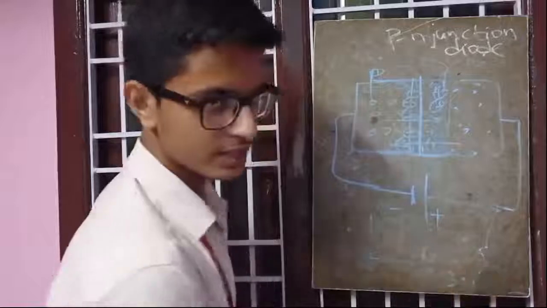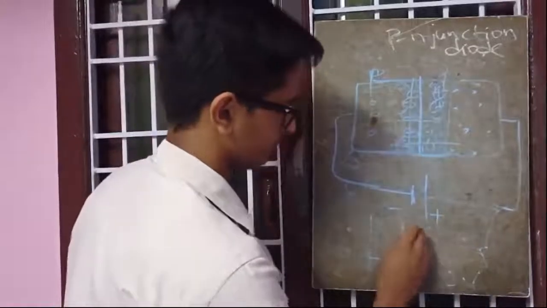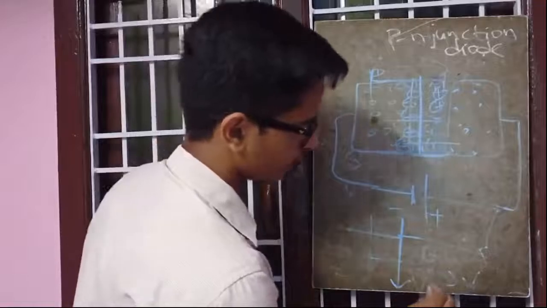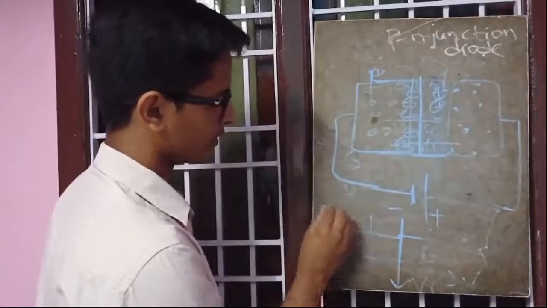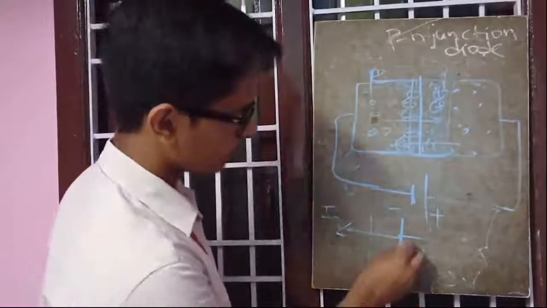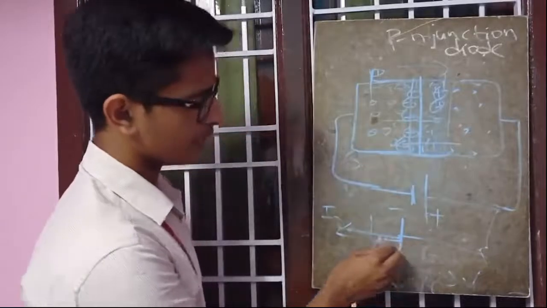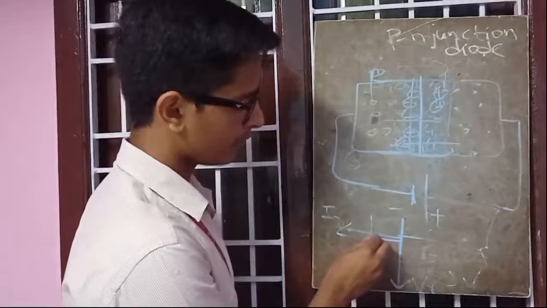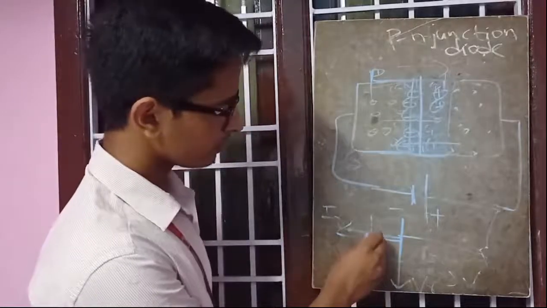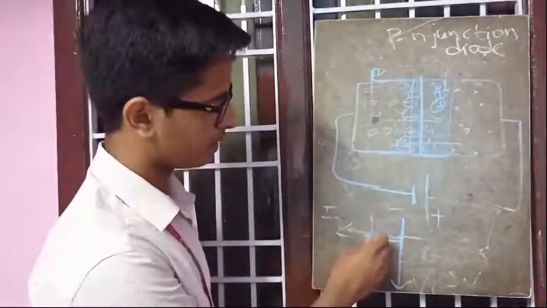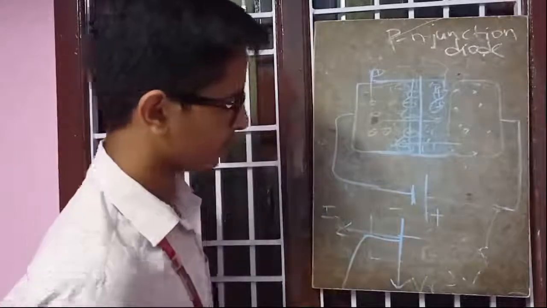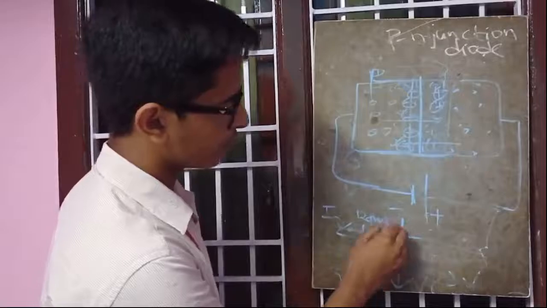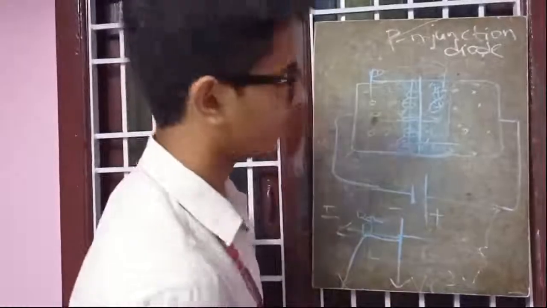If we take the reverse characteristics, reverse voltage VR and reverse current IR, up to some voltage there will be only the reverse saturation current, in a small amount, and suddenly at a point some breakdown occurs and current increases rapidly. This is called the reverse breakdown point. Let us see how it happens.